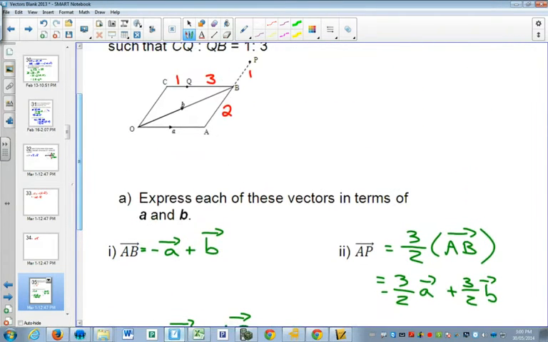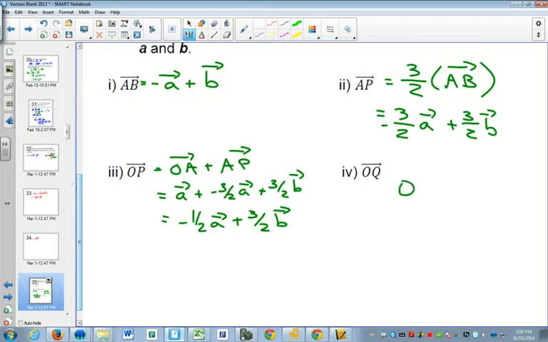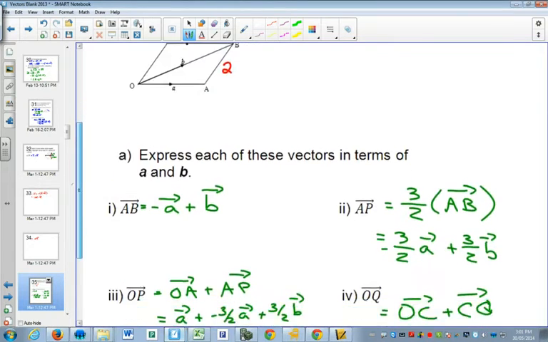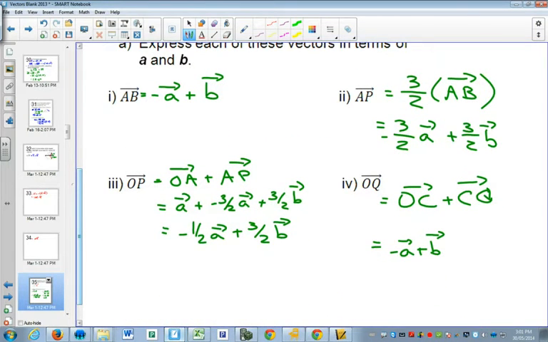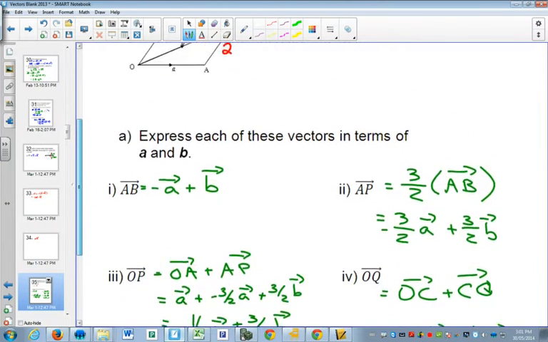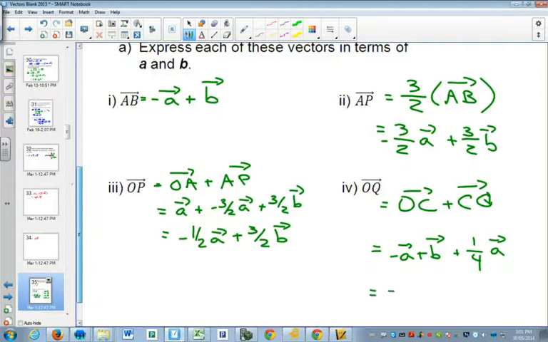O to Q, well, depending on how you want to get there, we could go from O to C and then C to Q. And because it's a parallelogram, O to C is the same as going from A to B. So A to B was negative A plus B. And C to Q, well, that's the same direction as O to A, but it's only going to be 1/4 of it, plus 1/4 of A, since O to A was vector A. So putting this together, we're going to have negative 3/4 A plus B.